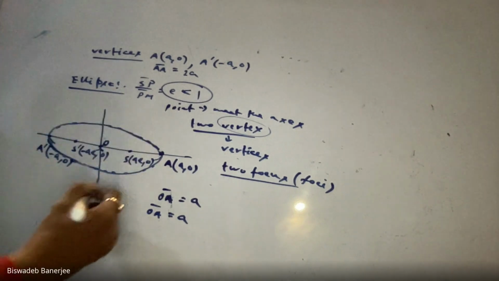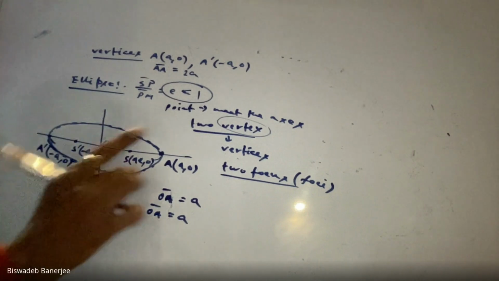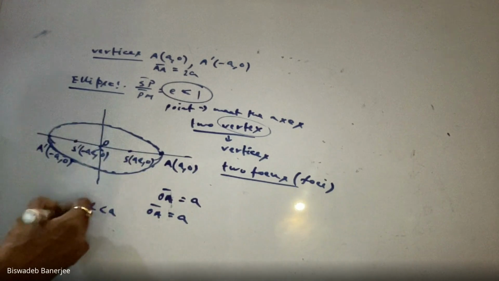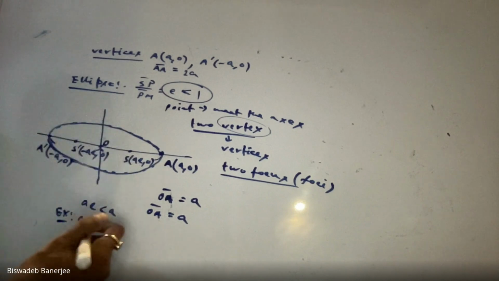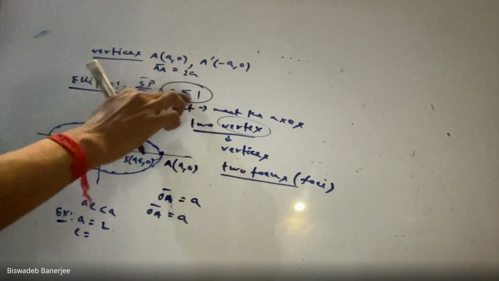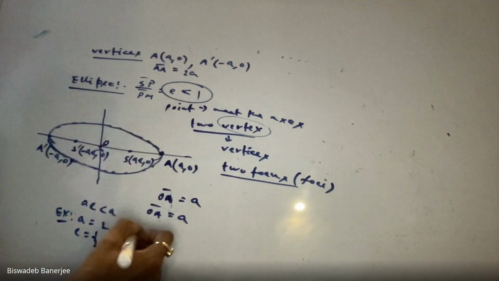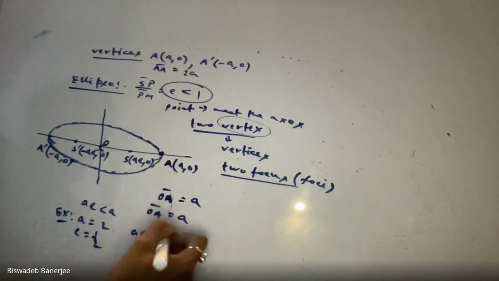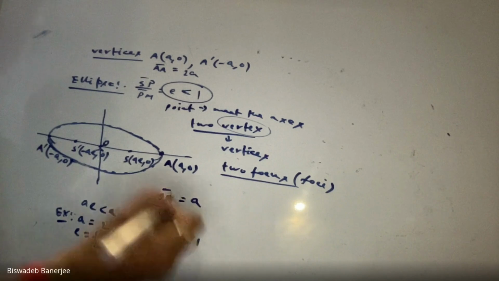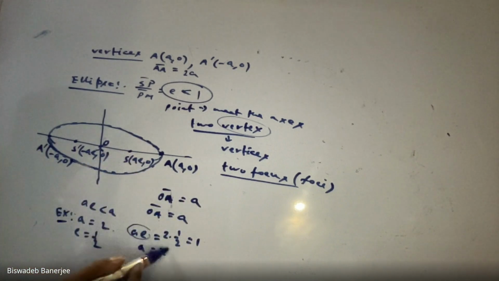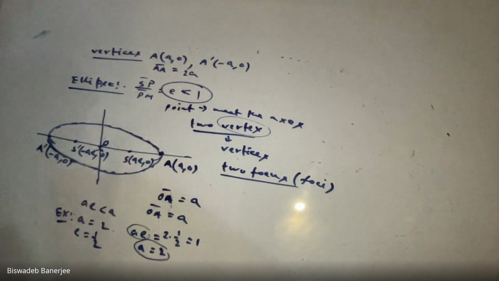Obviously, my ae is less than a. Why? Because my e is less than 1. For example, suppose my a is 2 and e is half. In that case, my a into e will be 2 into half, that means 1, and my a is 2. Clearly, ae is less than a. That is why this focus is inside this portion, not outside.